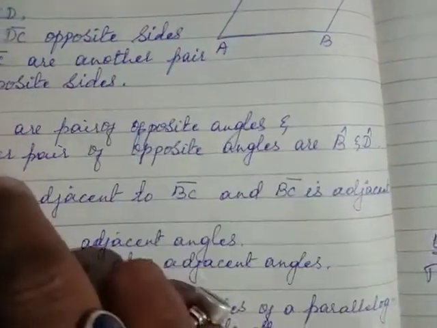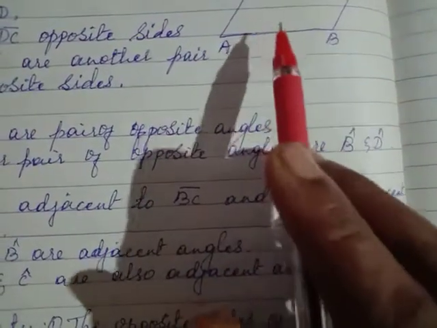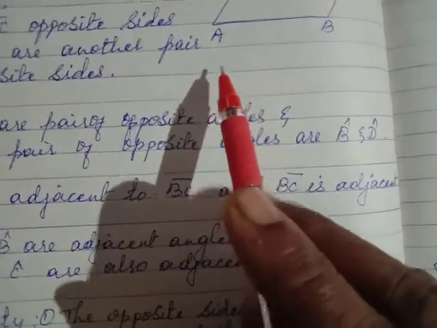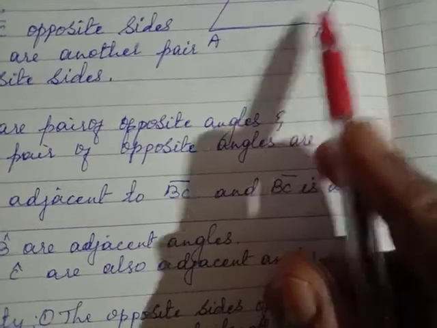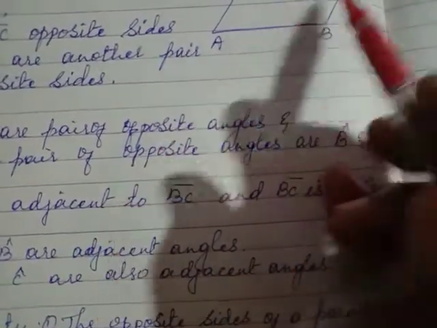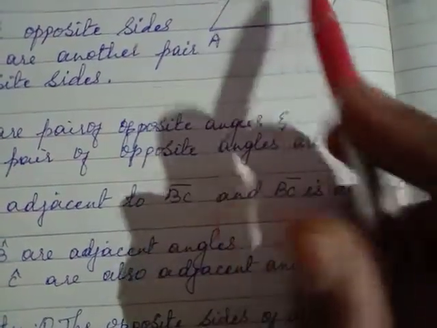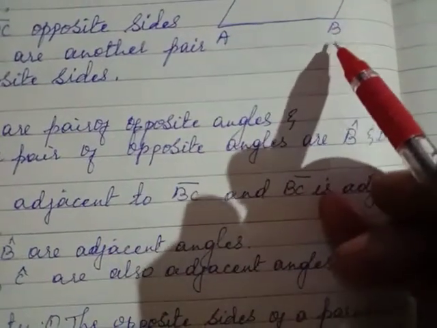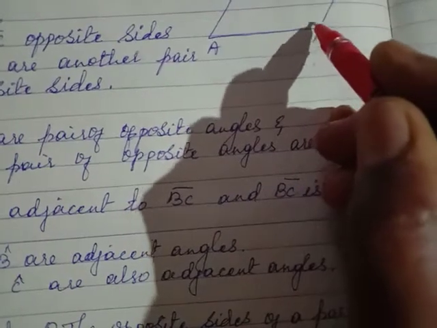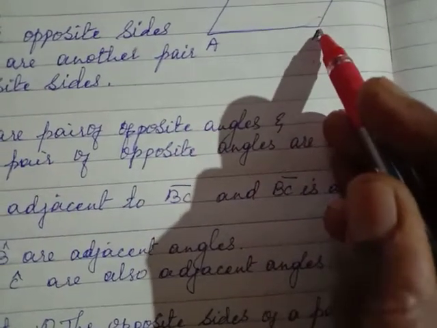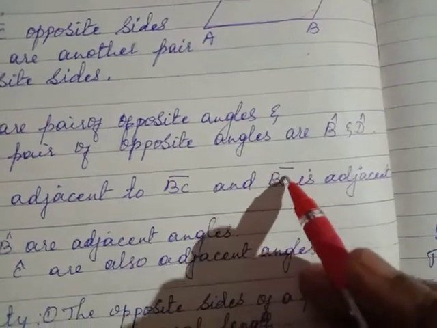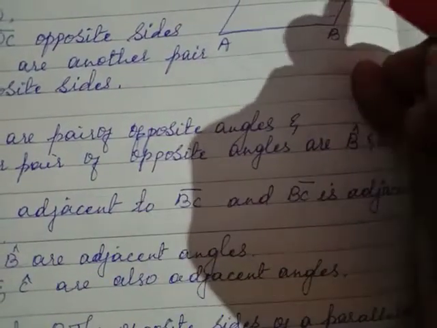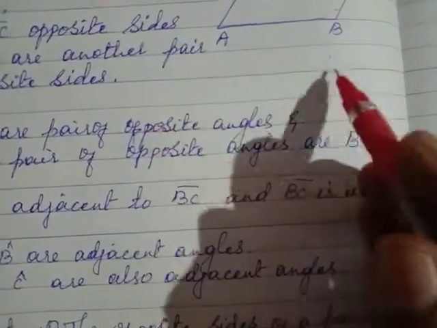So now let us see, AB and CD are opposite sides and AD and BC are another pair of opposite sides. Angle A and angle C are a pair of opposite angles, and angle B and angle D are also a pair of opposite angles. AB is adjacent to BC, correct? It is next to it with the same vertex. And then BC is adjacent to CD, CD is adjacent to AD, and AD is adjacent to AB.